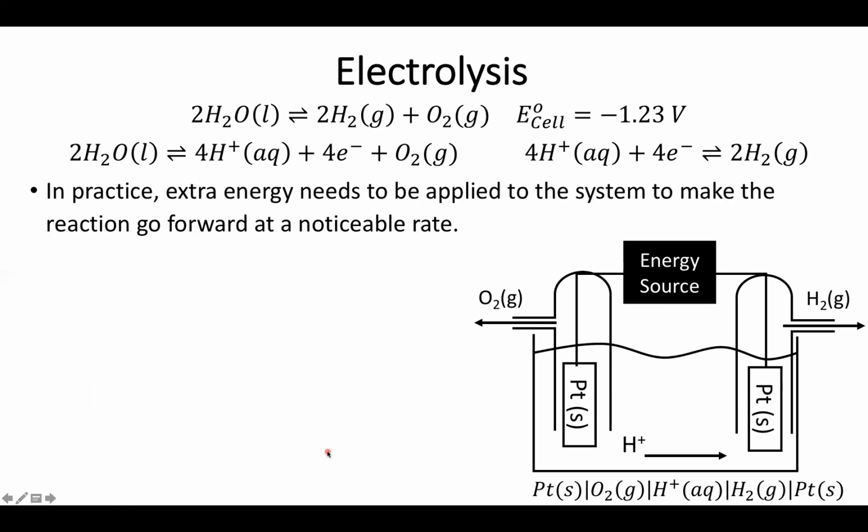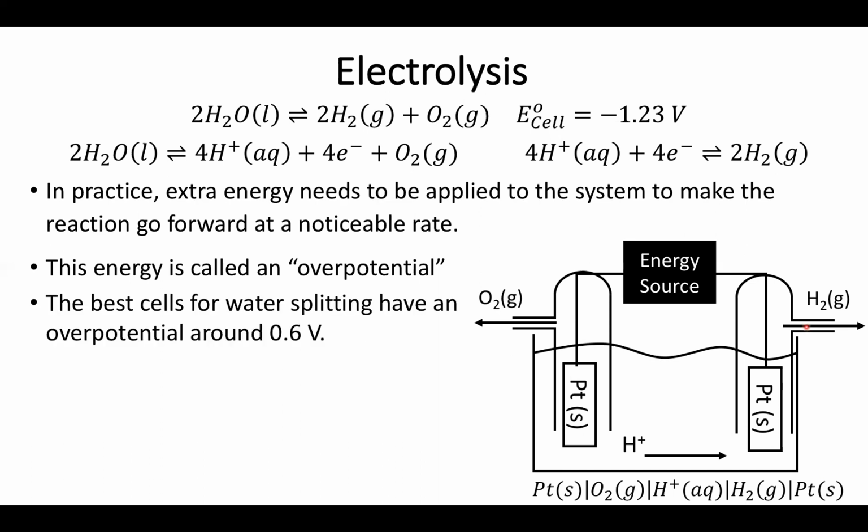So one of the things you can do to make the reaction go faster is you can apply a little bit of extra energy. Essentially, as these electrons are coming off, if you kick them in the butt a little bit, they'll move a little faster and they'll try and make that hydrogen. So this extra energy that you're trying to put into the system is called an overpotential. So the overpotential is the amount of extra energy you need to make the reaction go forward at a noticeable rate. For example, if I'm trying to split water, a lot of the best cells currently in use have an overpotential somewhere around 0.4 to 0.6 volts.